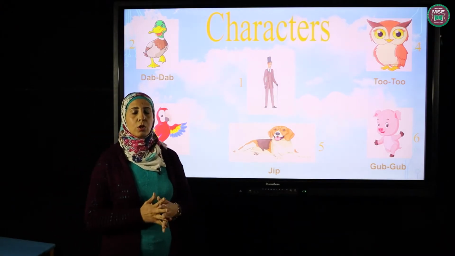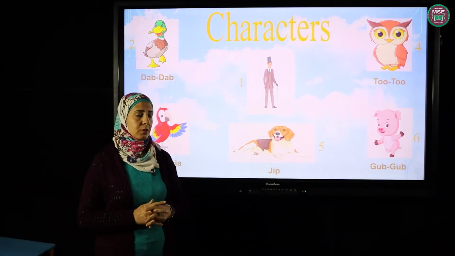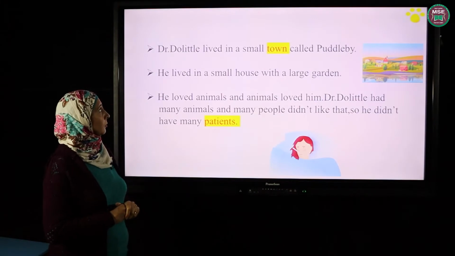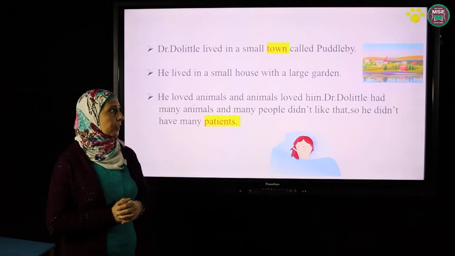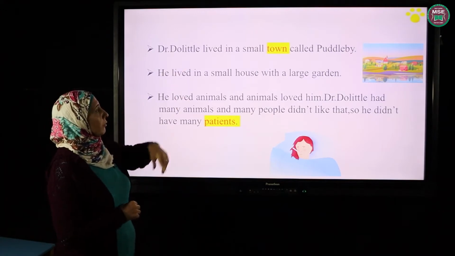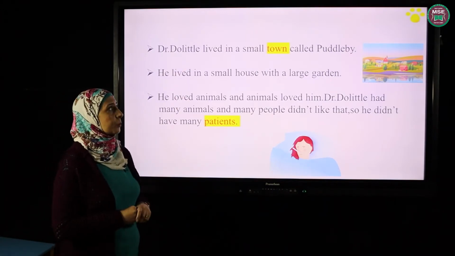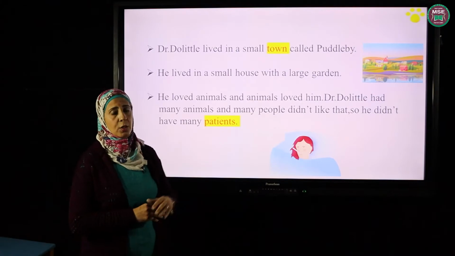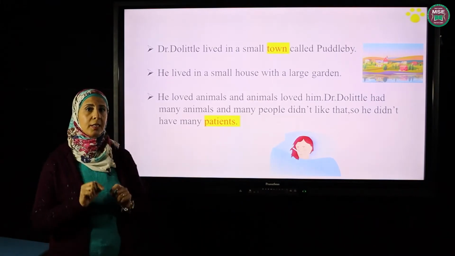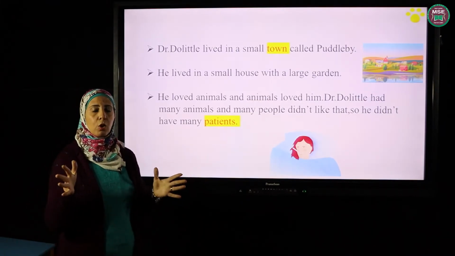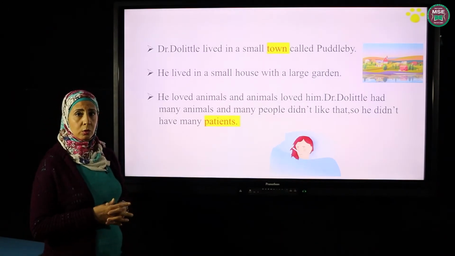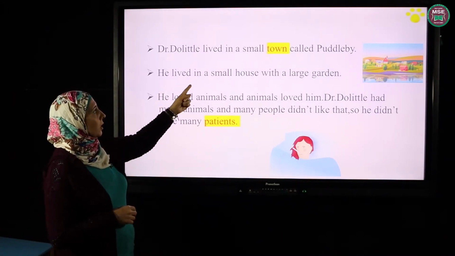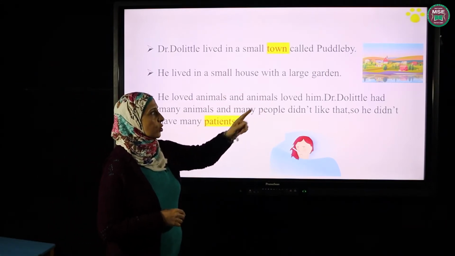Okay, let's start chapter 1 and see what happened in this chapter. First of all, we need to know where Dr. Dolittle lived. Dr. Dolittle lived in a small town called Puddleby. As you see in the picture, a town is a small city which has a large area of green, okay? He lived in a small house with a large garden.